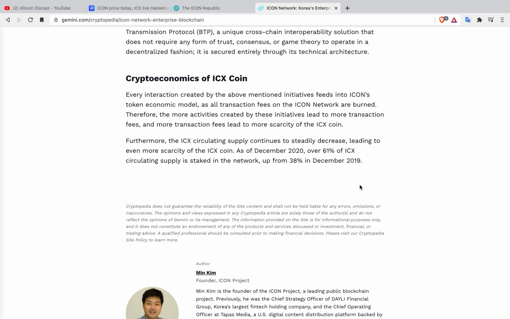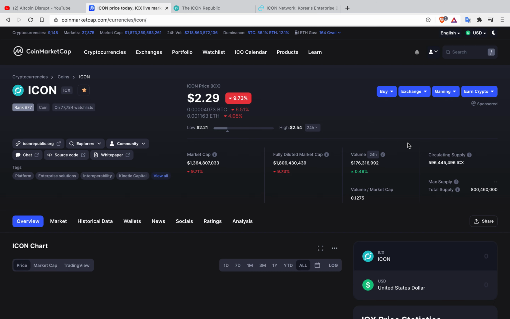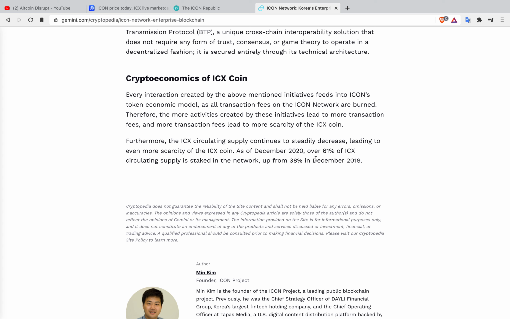So every interaction created by the above mentioned initiative feeds into the Icon token ecosystem model, as all transaction fees on the Icon network are burned. That's key. They're burned. All the transaction fees. Now, let me just say, with the Icon total supply, 800 million coins in existence, and 596 million of those coins are in circulating supply. Now, any fees will be burnt.